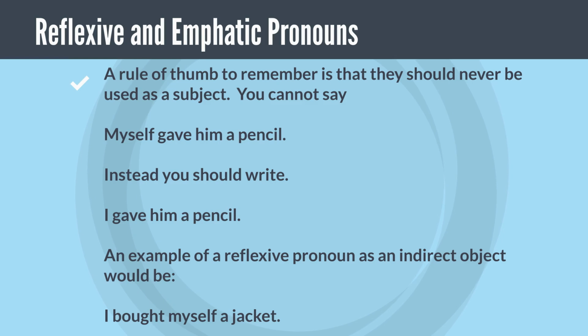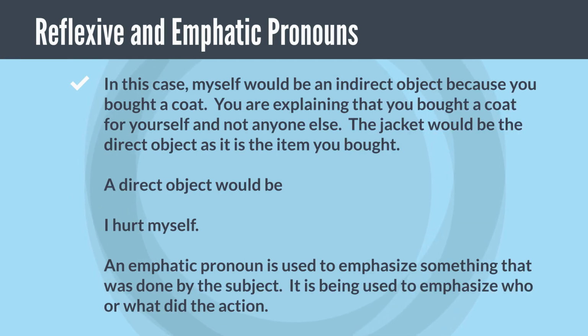A rule of thumb to remember is that they should never be used as a subject. You cannot say, "Myself gave him a pencil." Instead, you should write, "I gave him a pencil." An example of a reflexive pronoun as an indirect object would be, "I bought myself a jacket." In this case, myself would be an indirect object because you bought a coat. You are explaining that you bought a coat for yourself and not anyone else. The jacket would be the direct object as it is the item you bought. A direct object would be, "I hurt myself."